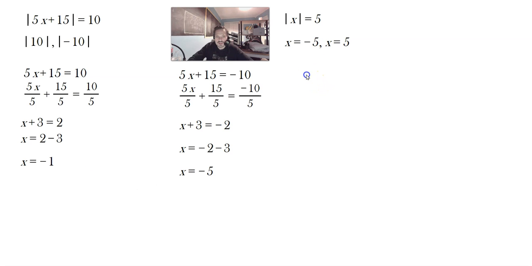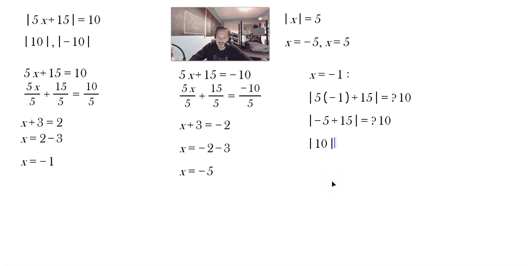Do these work? Well, take a look. Like x equals negative 1. You can check with it if you like. So it's going to be the absolute value of 5 times negative 1 plus 15. The question is, does this equal positive 10 or not? So work through it. 5 times negative 1 is negative 5, plus 15. Negative 5 plus 15 in absolute value is 10. Does this equal 10? Well, yeah, the absolute value of 10 is 10, and that is certainly equal to 10. So it checks.